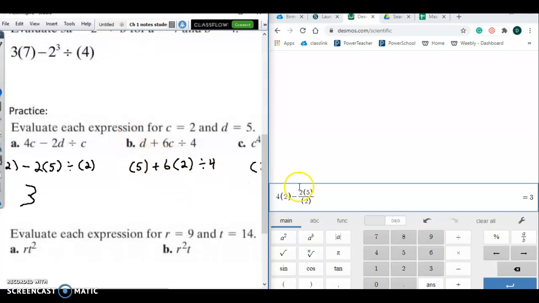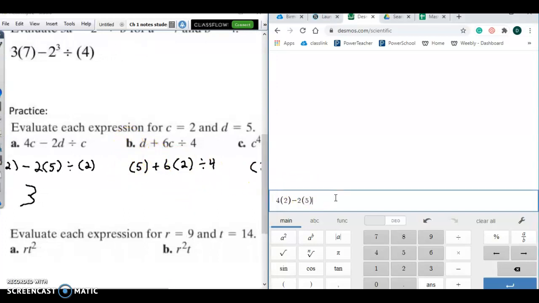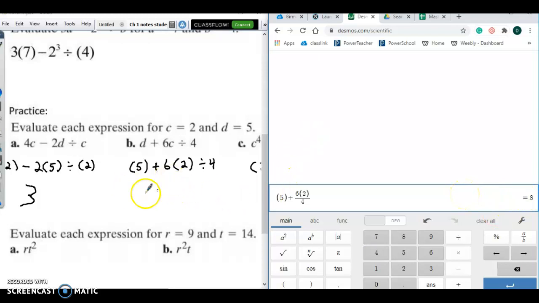All right, so then we're going to type this into the calculator and see what we get. So we have parentheses 5 plus 6 parentheses 2, and we're closing off that parenthesis, and then I have another division divided by 4. That gives us 8 as our answer. So I'm going to go through this whole thing and make sure we get that right.